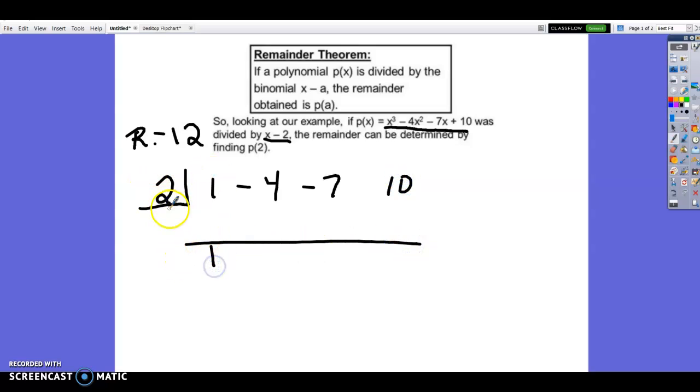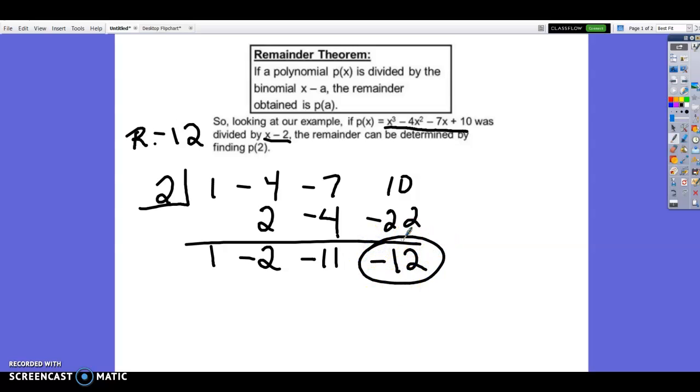Bring down the 1. 2 times 1 is 2. This comes down, add them together, you get negative 2. That becomes negative 4 when you multiply. All right, negative 7 plus negative 4 is negative 11, and 2 times negative 11 is negative 22. 10 plus negative 22 is negative 12. So that is my remainder.